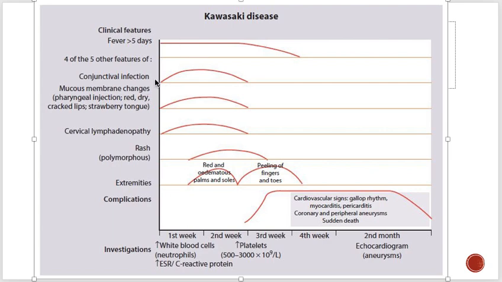But why I'm showing you this, guys, is for complications. After the second week, they start developing complications like cardiovascular signs like gallop rhythm, myocarditis, pericarditis, coronary and peripheral aneurysms they can develop. So that's the reason, guys. Now, this is the best picture which I can get to explain Kawasaki disease to you.